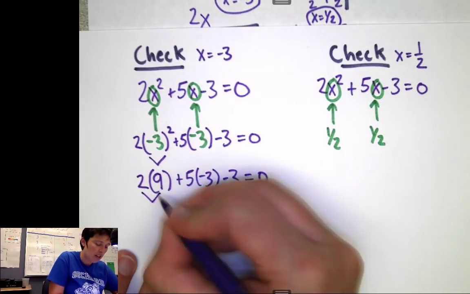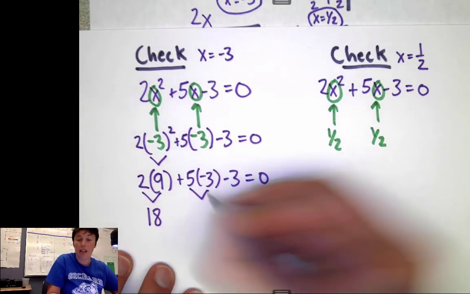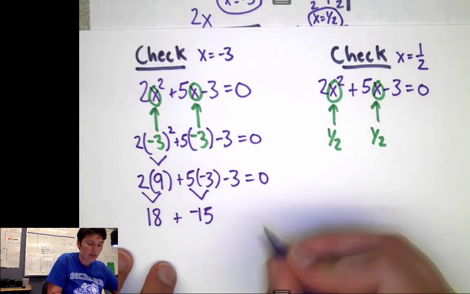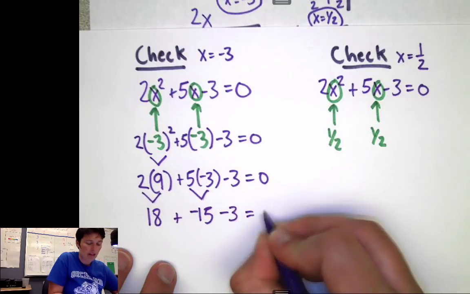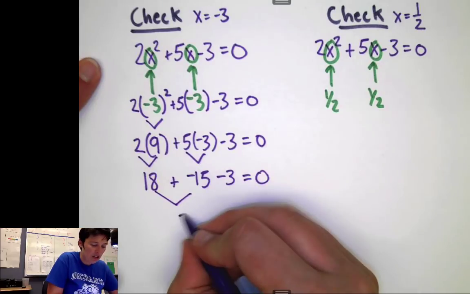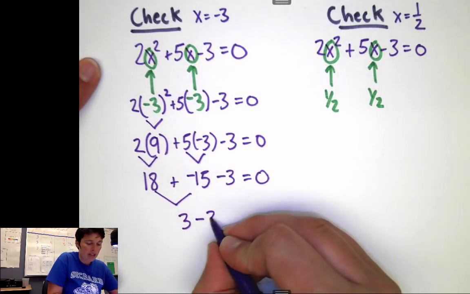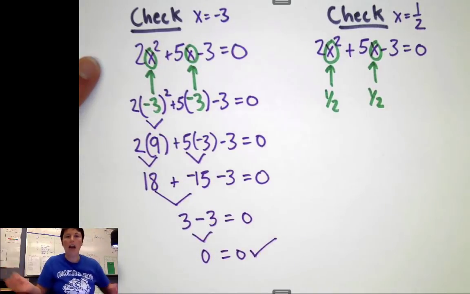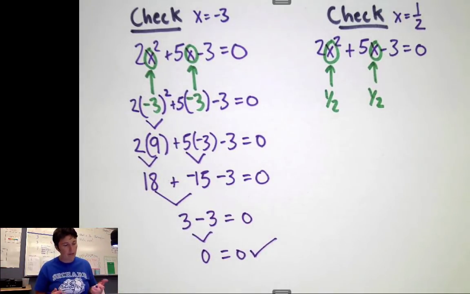Well, 2 times 9 is 18, and 5 times negative 3 is a negative 15. So I have 18 plus negative 15 minus 3 equals 0, and I'm feeling pretty good about this now. 18 take away 15 is just 3, and then I have a minus 3, and 3 minus 3 is 0. Yeah, all right, check. I know the first answer is correct, so I feel good about my math there.